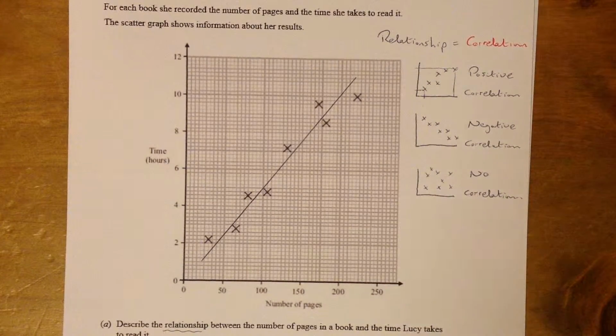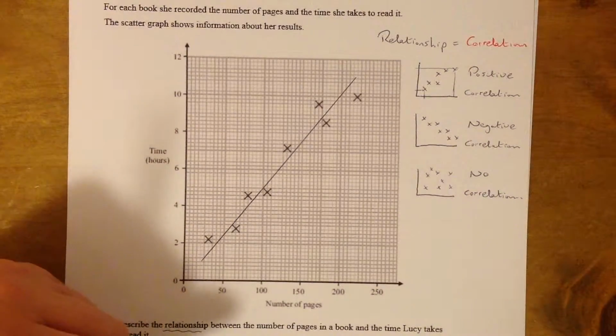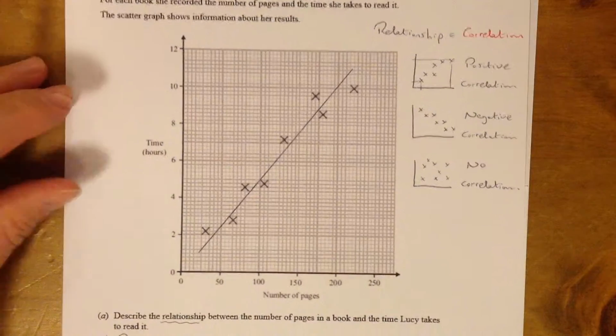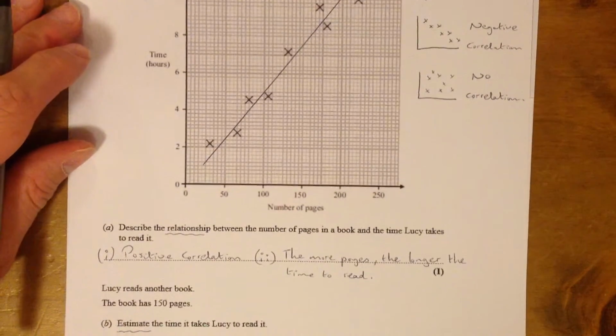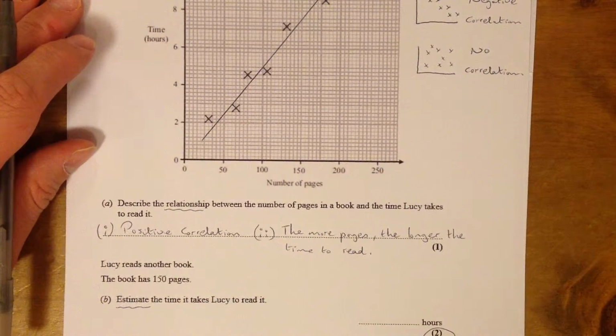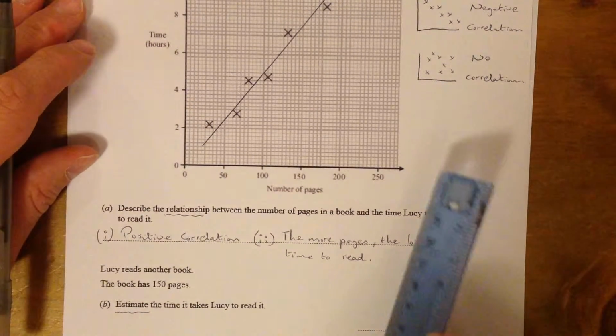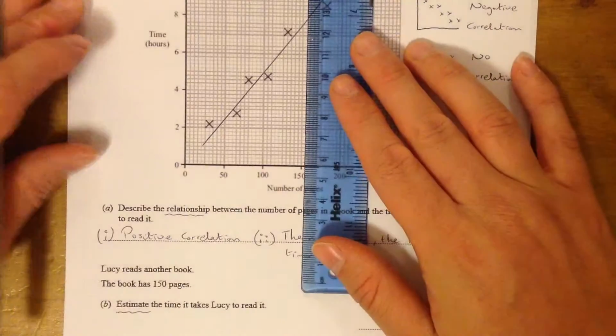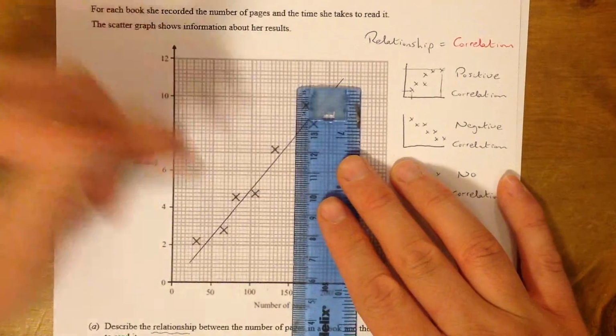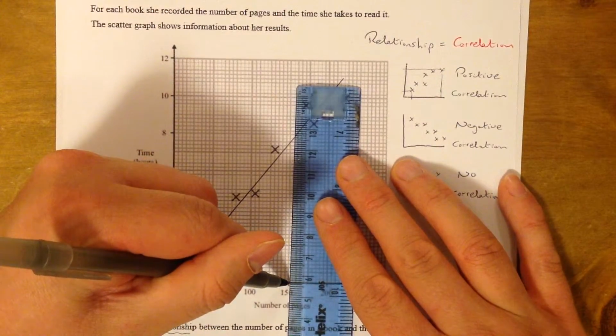Our second mark then comes from using the line of best fit to make an estimate, and that's the key word here because there's no exact answer here. You're going to be able to put something and the next person's going to be able to put something, and there'll be a range of values that will be acceptable in the exam. Estimate the time taken. So we go to 150, so let's go back up to our graph now.